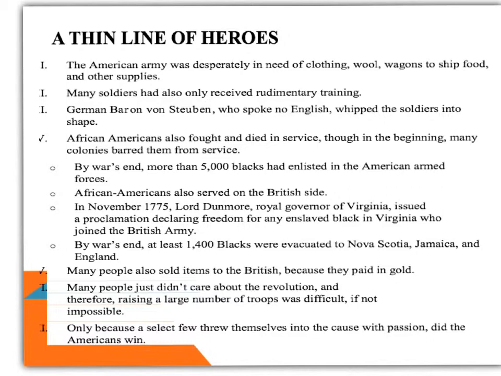Some African Americans will actually fight in this war and die in hopes of achieving some freedom afterwards. Some of them will serve on the American side. Some will actually serve on the British side. By the war's end, it says at least 1,400 blacks were evacuated to Nova Scotia and Jamaica and England. Many people also sold items to the British because the British actually had currency that worked, like gold. We overinflated our currency, as we'll see, by printing it, much like some people do during times of war. And there were people who didn't really care about it. So there were traitors, there were people who were reluctant to join, and all these kinds of things.